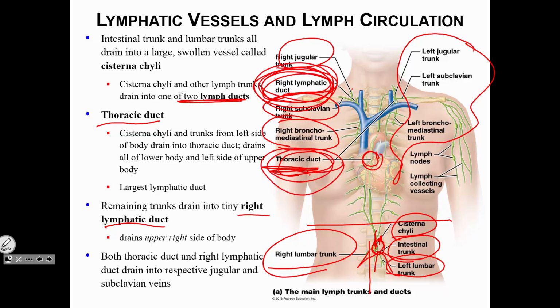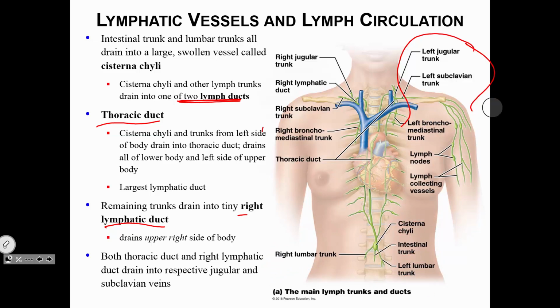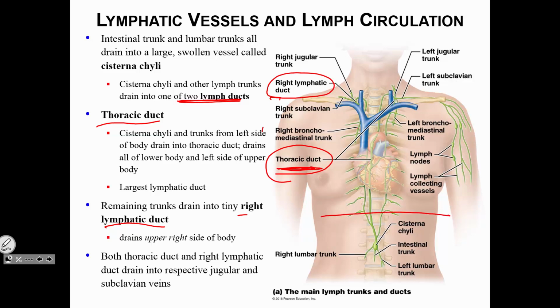Now let me erase because we're getting kind of crazy here with all this red. All right, so let's put all that together. You have these two ducts, thoracic and right lymphatic. Remember, this one is much bigger. It drains everything below and all of the left side. So it's going to be the largest one. And then these three trunks are going to drain into that one lymphatic duct.